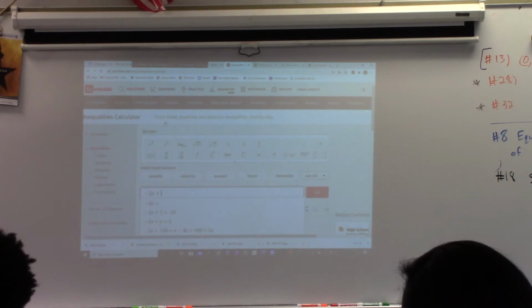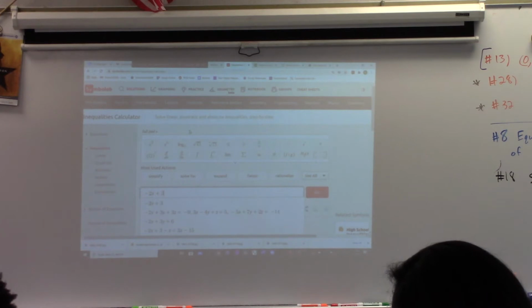Negative 2x plus 3. Where's the negative sign? It's right next to the plus and equals. Just hit it. Okay, negative 2x plus.